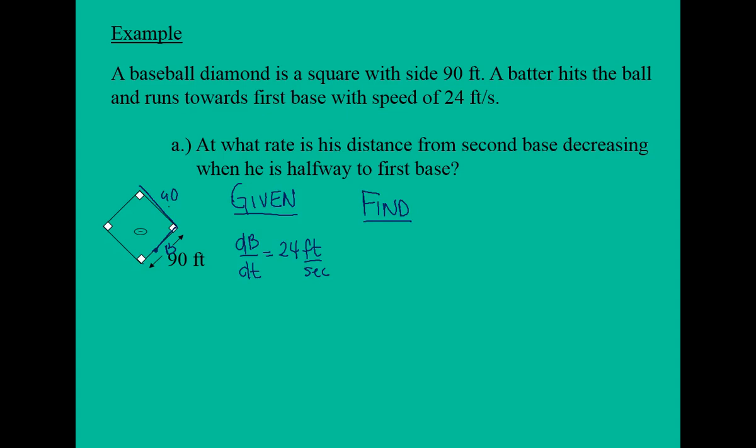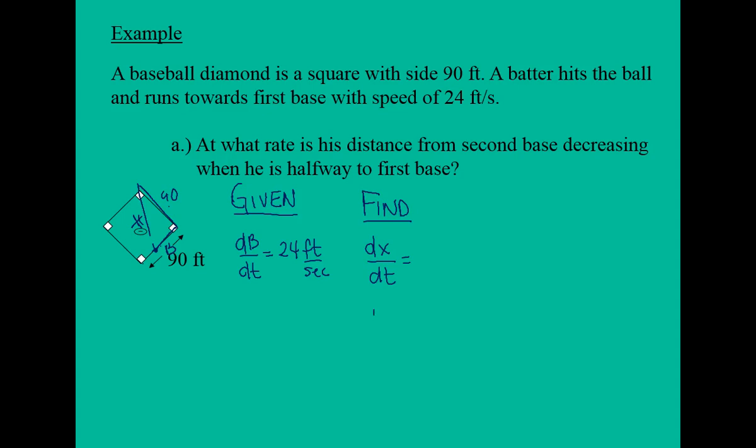Now, what are we trying to find? It says at what rate is his distance from second base decreasing when he is halfway to first base? So we are trying to find the rate at which this distance from the batter to second base is decreasing. I'm going to label that as x. That distance is x. So we are trying to find dx/dt. Again, we need to find this rate of change of distance at a particular instant.